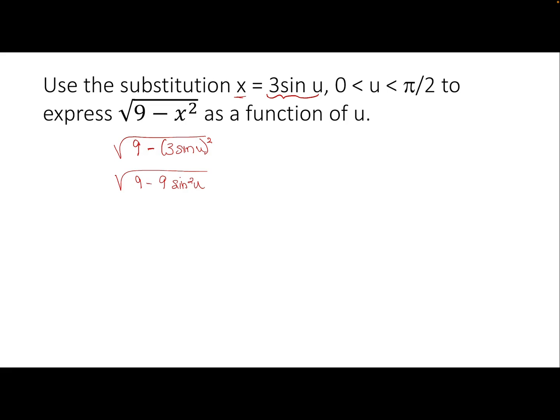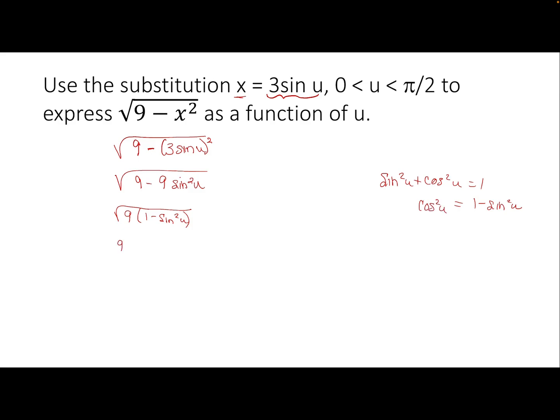What do they have in common? It looks like they have a 9 in common. So if we factor that 9 out, we're left with 1 minus sine squared of u. And that is a Pythagorean identity. Sine squared u plus cosine squared u equals 1. And so 1 minus the sine squared of u has to be equal to the cosine squared of u.